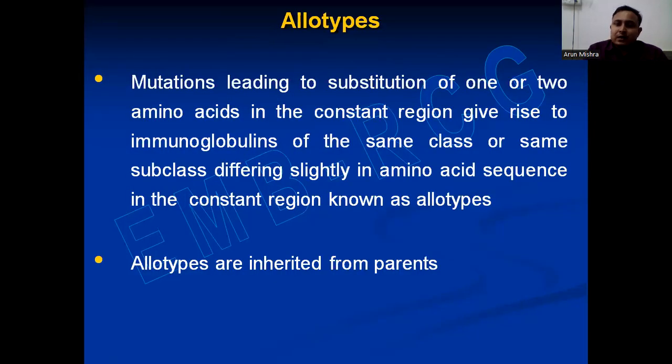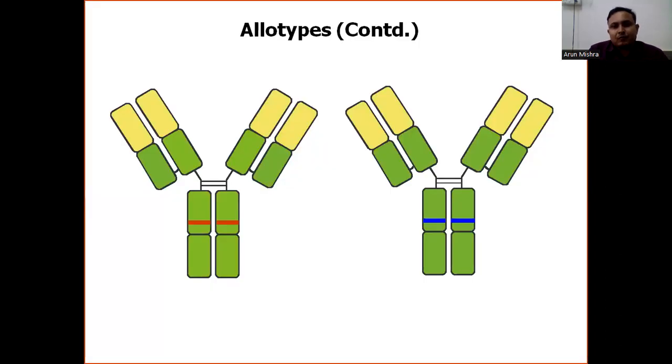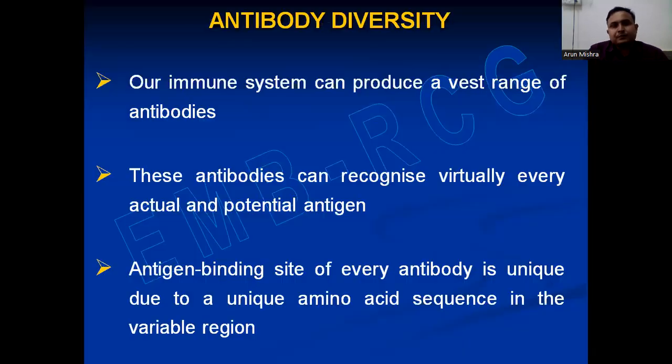Last one is allotypes. The mutation leading to substitution of one or two amino acids in the constant region gives rise to immunoglobulins of the same class or same subclass, differing slightly in amino acid sequences in the constant region, known as allotypes. Allotypes are inheritable and they are inherited from parents. These are basically a type of antibodies which are passed from parents to the offspring. You can see here the green they are shown here.